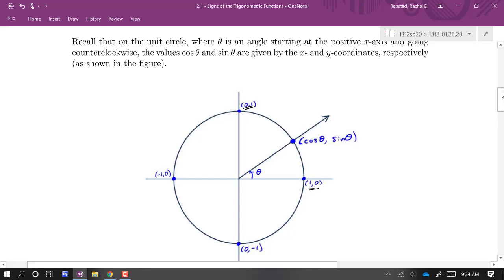We could see clearly from the unit circle that cosine and sine might be positive or negative, right? Everything was positive when we restricted ourselves to the first quadrant, but over in the second quadrant, we could see that cosine has to be negative and sine has to be positive. In the third quadrant, they're both negative because both those coordinates are negative. And in the fourth quadrant, cosine is positive and sine is negative.